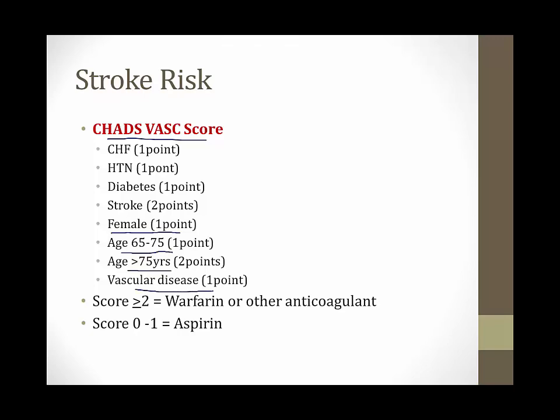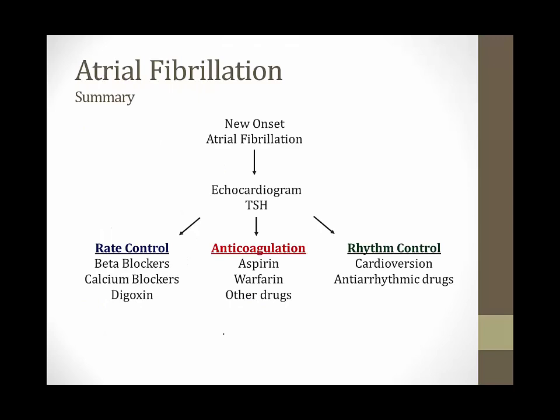Once you calculate the score, you then use the same interpretation system. A greater than or equal to 2 score means you should use warfarin or some other anticoagulant. A score of 0 to 1 indicates aspirin is okay. So here's a summary slide showing how I think about atrial fibrillation. If a patient presents with new onset atrial fibrillation, I often order an echocardiogram to exclude structural heart disease.